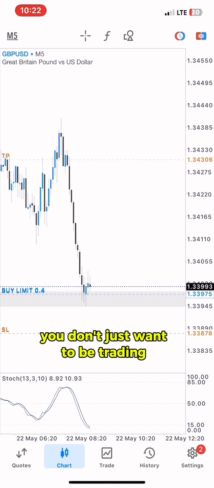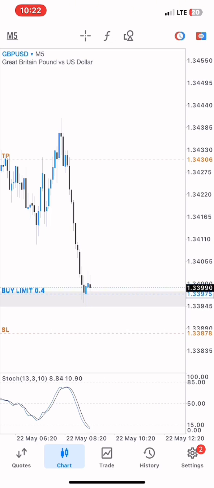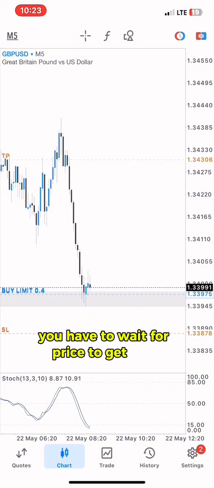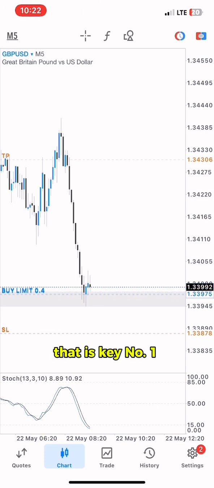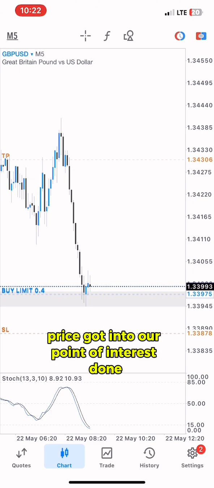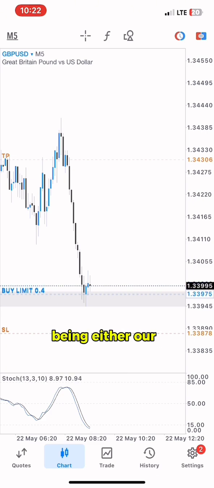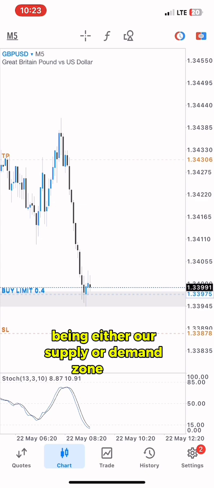You don't just want to be trading anyhow you want, or just wake up and place a trade because you think it's going to move in your direction. No, you have to wait for price to get to a point of interest before placing any trade. That is key number one. Phase one, done. Price got into our point of interest, done. Our point of interest being either our supply or demand zone, done.